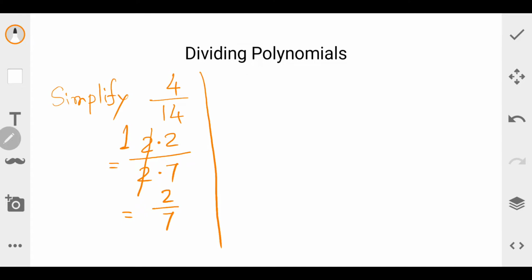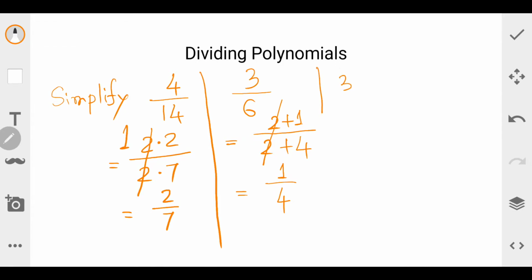Let's say I'm going to simplify 3 divided by 6. And I'm going to write 2 plus 1, and I'm going to do 2 plus 4, and I'm going to cancel the 2's, and I'm going to say, okay, this is 1 divided by 4. Now, do you guys agree with this? So what I did here is 3 over 6, and I said, after simplifying this, we actually got 1 divided by 4. Is this true? Is 3 divided by 6 equal to 1 divided by 4?